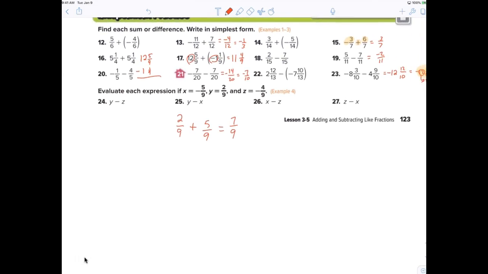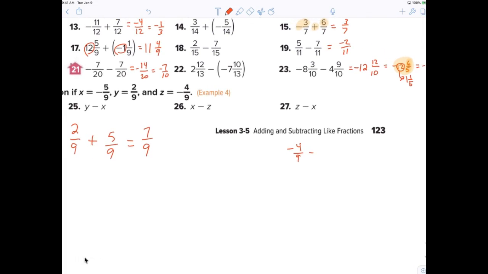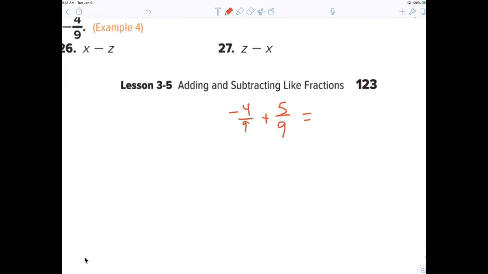So I'm on 27. Bella. It's negative 4 over 9. And then there's 2 negatives, so then it's plus. So it's negative 4 over 9 plus 5 over 9. And that's negative 9 over 9. Whoa, whoa, whoa, whoa. Tommy?